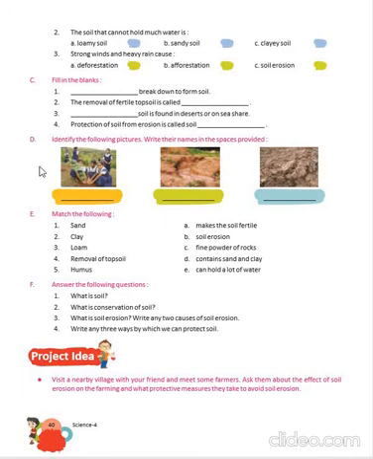Here, children, you have to identify the picture and then write their names in these spaces. This is planting trees. This is soil erosion. And this is loamy soil.